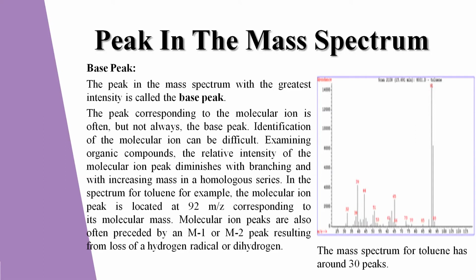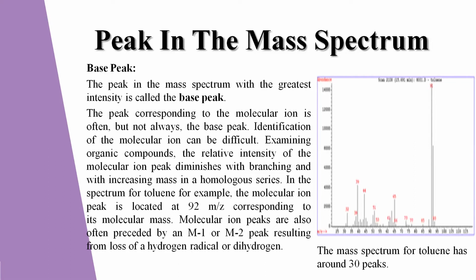Next is peaks in the mass spectrum. Peaks are of three types: base peak, molecular peak, and illogical peaks. First of all, the base peak. The base peak is defined as the peak in the mass spectrum with the greatest intensity. The peak corresponding to the molecular ion is often, but not always, the base peak. Identification of the molecular ion can be difficult when examining organic compounds.